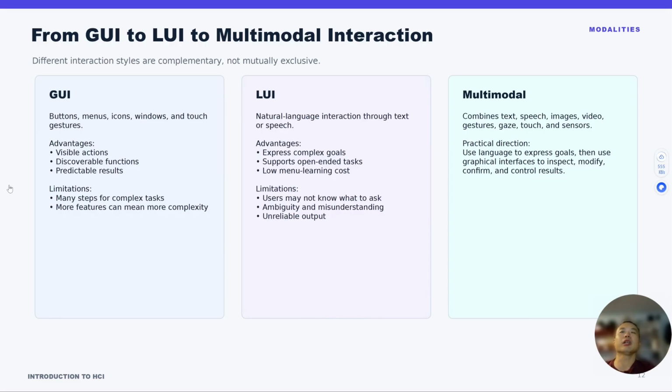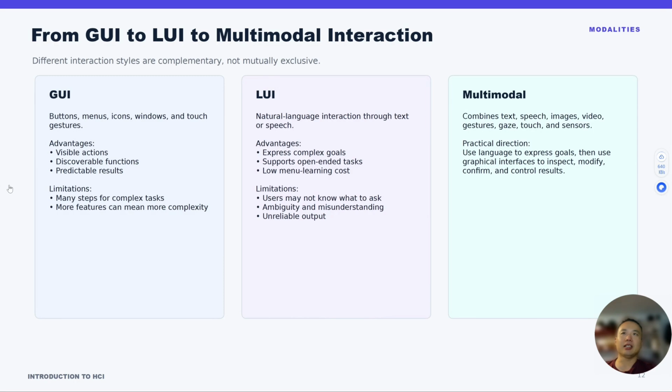Third, low manual learning cost. So you don't have to learn where the menu is, where the button is. You just make a voice or text command. That's it. The system will help you find out where the menu is. But there are limitations. The user may not know what to ask. For example, if you have experience talking to an AI assistant, at the very beginning, the AI will tell you what you can do. Otherwise, the user never knows what they are going to say to the AI assistant.